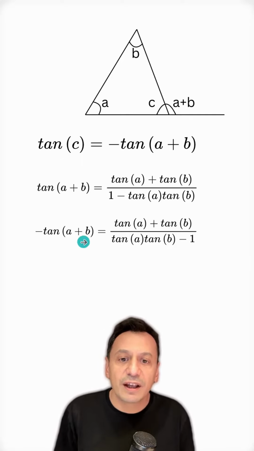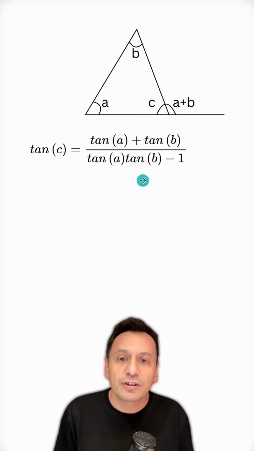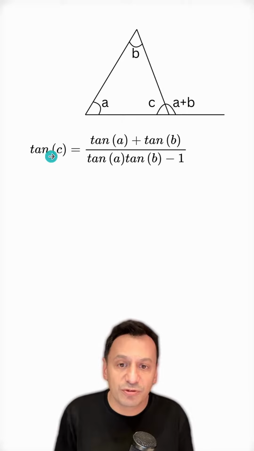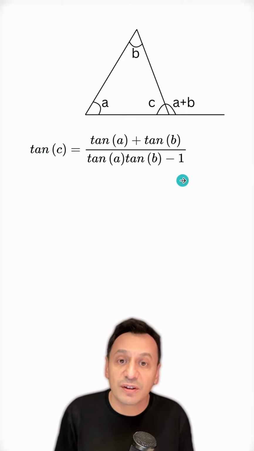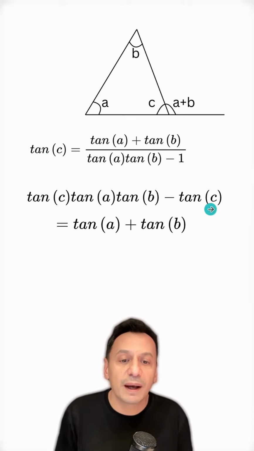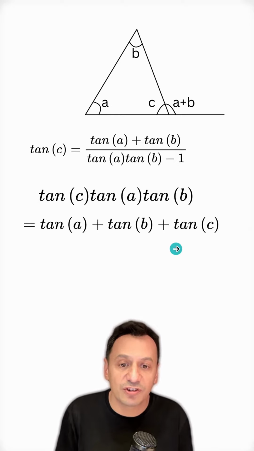Now, since minus tangent a plus b is equal to tangent c, I can write tangent c in place of this expression. After writing this, I move the denominator to the other side of the equation as a multiplication. In other words, I will distribute this tangent c over the expression here as multiplication. Now I move minus tangent c to the other side of the equation as a plus.